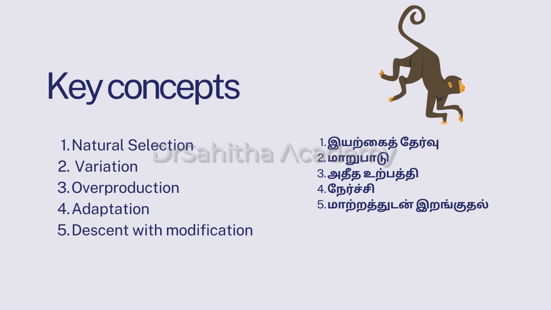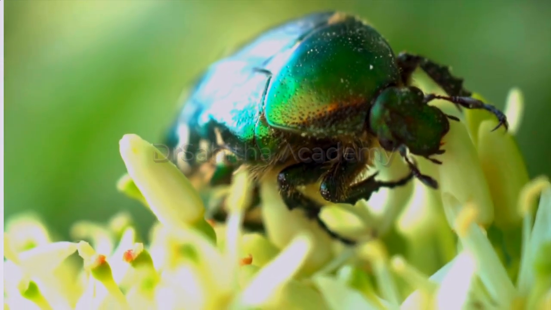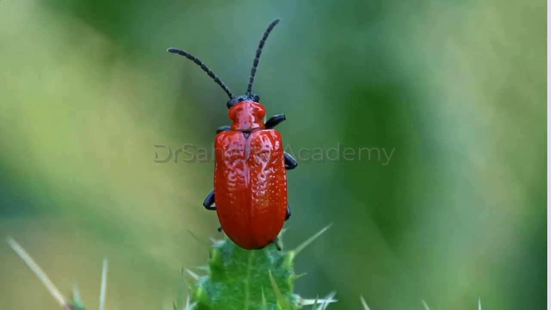Darwin's theory includes several key concepts: natural selection, variation, overproduction, adaptation, and descent with modification. First up is natural selection. This concept suggests that organisms better adapted to their environment are more likely to survive and reproduce. Imagine a population of beetles. Some are green and some are brown.